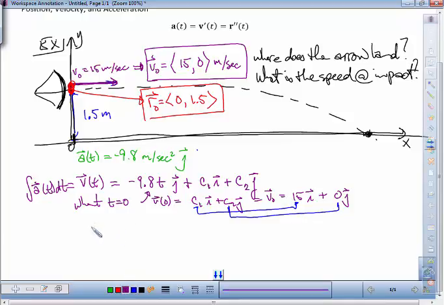So then you can finalize your velocity vector to look like, let's do the i first. That's 15, a constant in the i direction, plus negative 9.8t plus 0 in the j direction. And that's meters per second. So now we have information about the velocity.